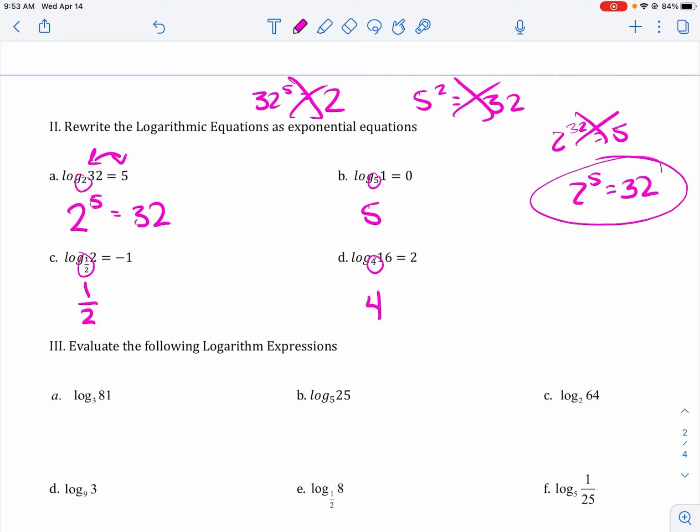But anyway, we bring down the base, 5, bring over the exponent. 5 to the 0 power is always 1. 1/2 raised to the -1 power is always equal to 2. And 4 raised to the 2nd power will equal 16. All right. So now, that's going from exponential to logs and back the other direction.